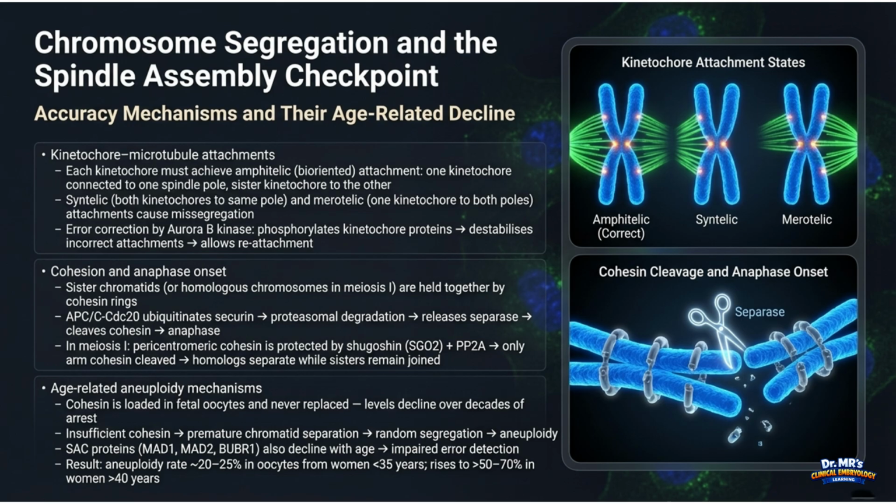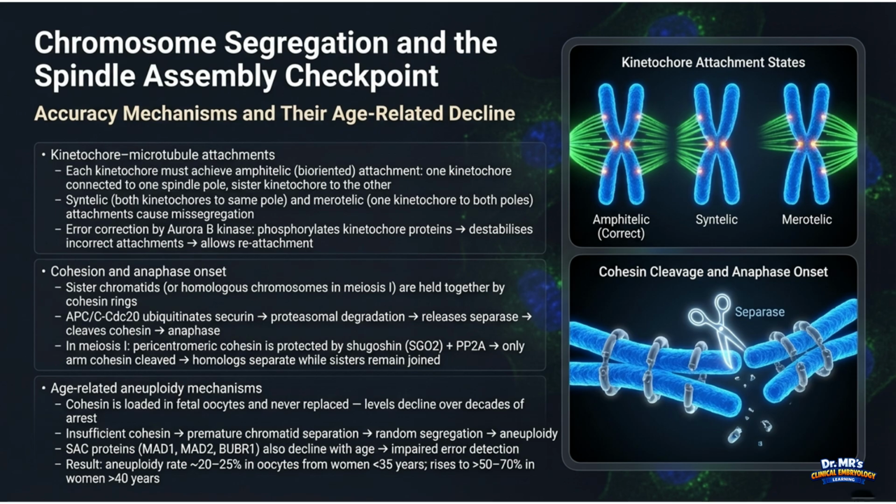This means it is perfectly bioriented. One kinetochore is firmly attached to microtubules pulling toward the left pole, and the sister kinetochore is firmly attached to microtubules pulling toward the right pole. This creates a physical tug-of-war. The kinetochores are being pulled in opposite directions, which generates immense mechanical tension across the center of the chromosome. The cell physically measures this tension to verify that the attachment is correct.